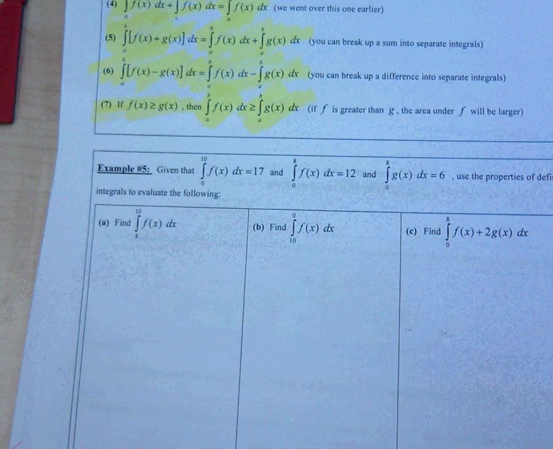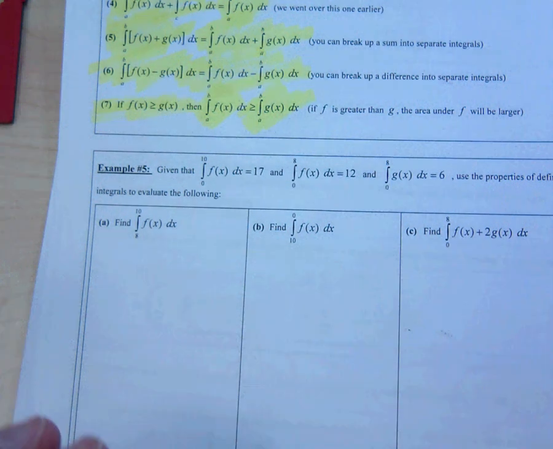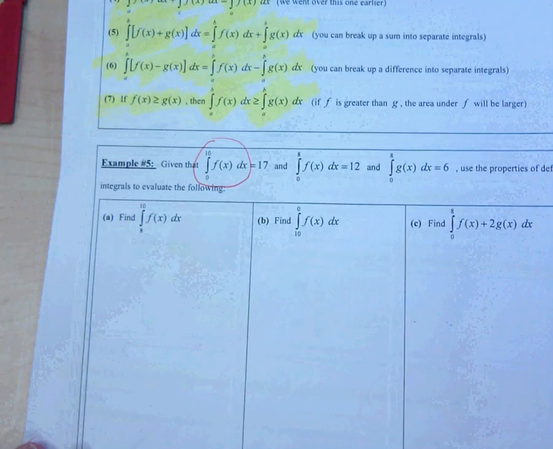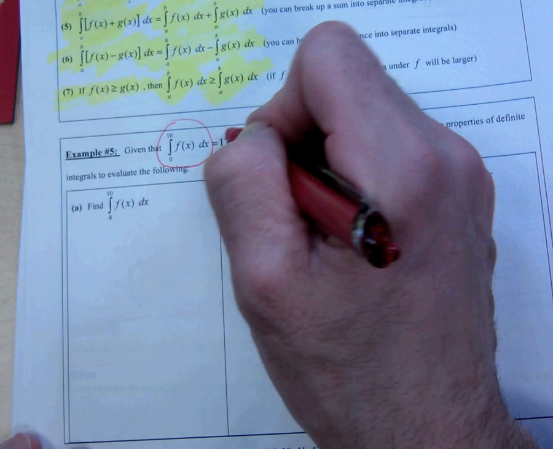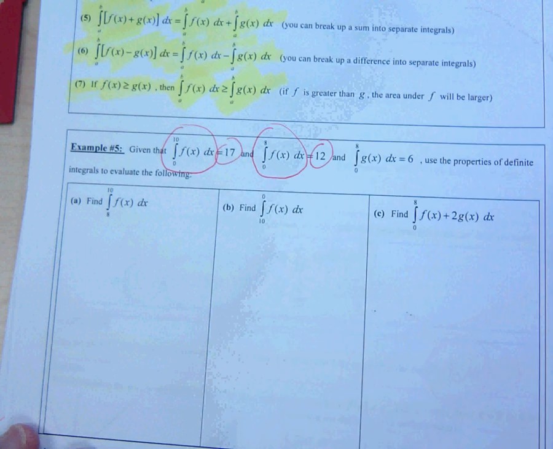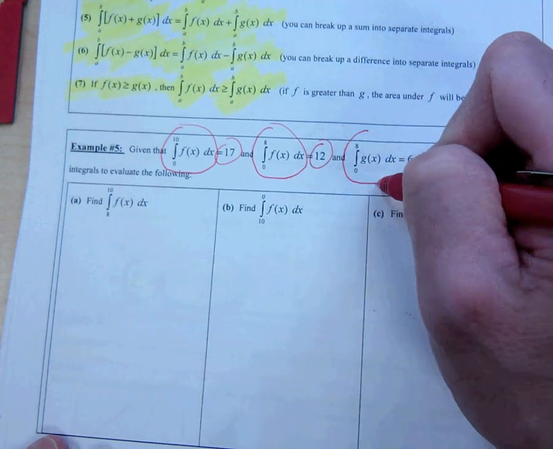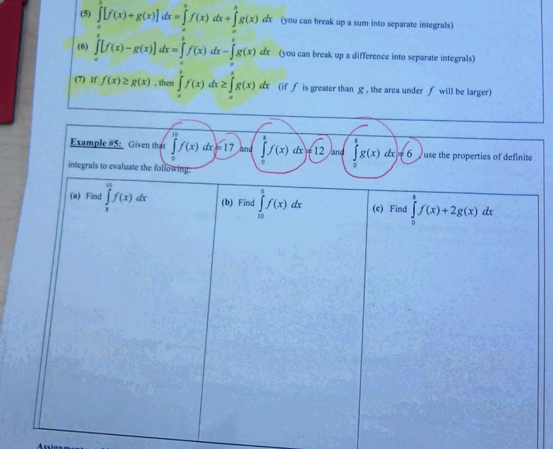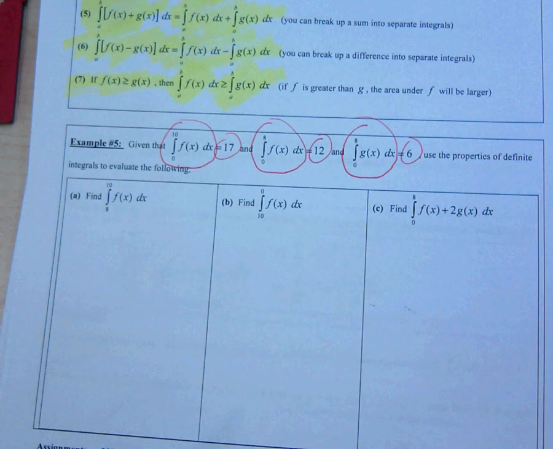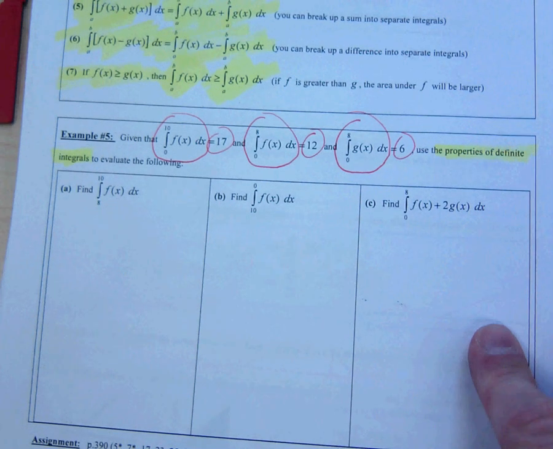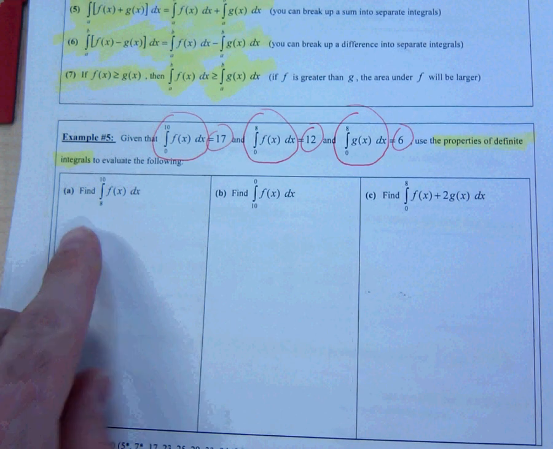Let's do these last three and we're done. Okay. All right. So I'm telling you that the area under f from 0 to 10 is 17. I'm giving you that. I'm also giving you that the area under f from 0 to 8 is 12. I'm also giving you that the area under some other function g from 0 to 8 is 6. So that's what I'm giving you. With those three pieces of information, along with the properties of the integrals I just went over, you should have no trouble finding these three values. Are you ready? Ready, Anthony? Okay, here we go.